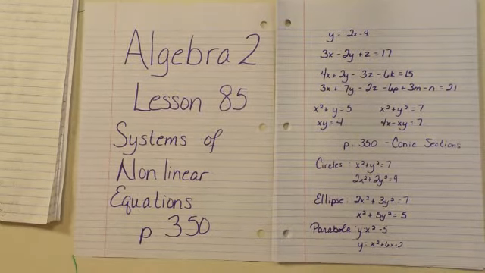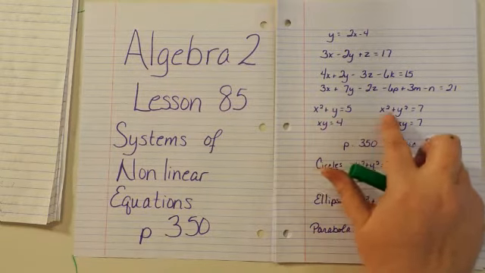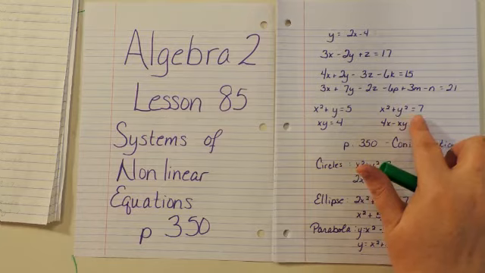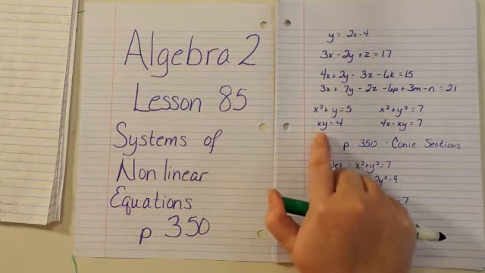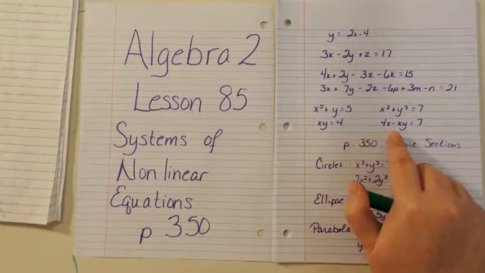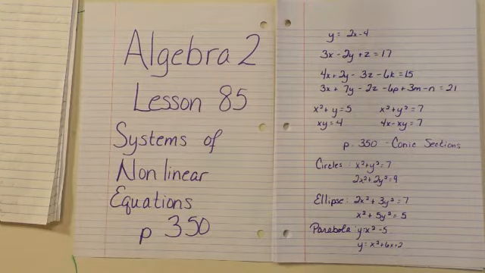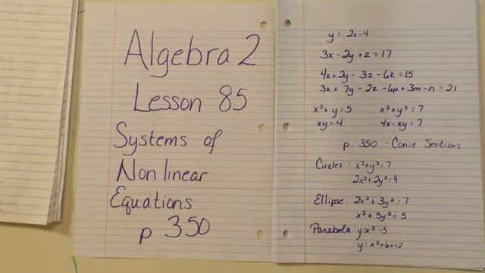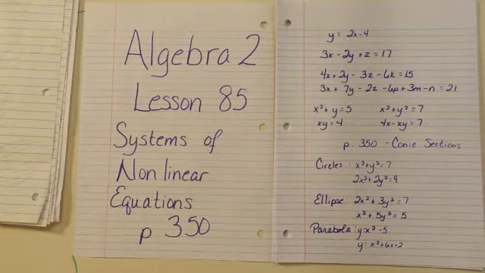Equations of a degree higher than 1, so that either a variable has an exponent that is greater than 1, such as x squared plus y equals 5, or x squared plus y squared equals 7, or where there are variables multiplied times each other, so xy equals 4, or 4x minus xy equals 7. These are all second-degree polynomials. These all have graphs that are not straight lines, so we call them nonlinear equations.